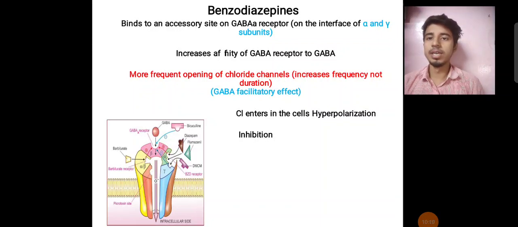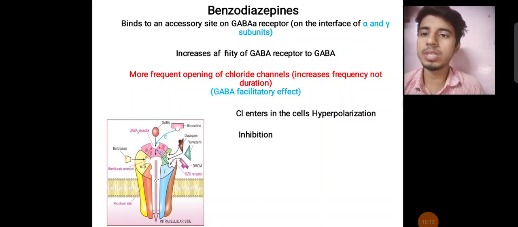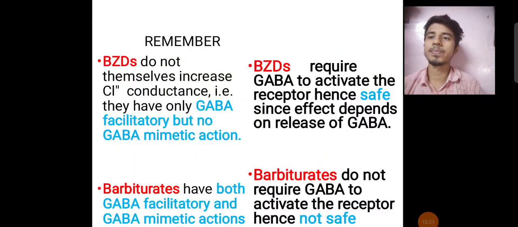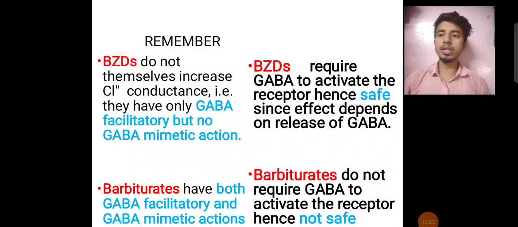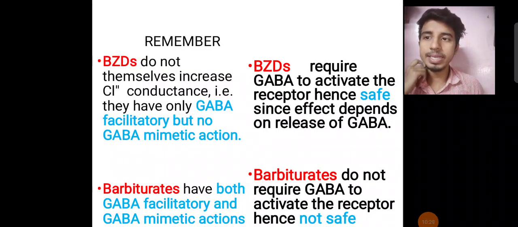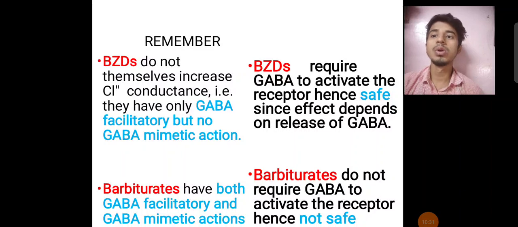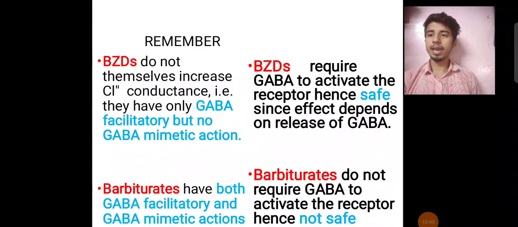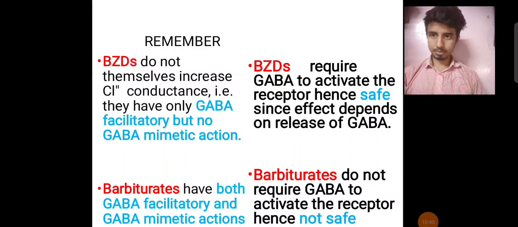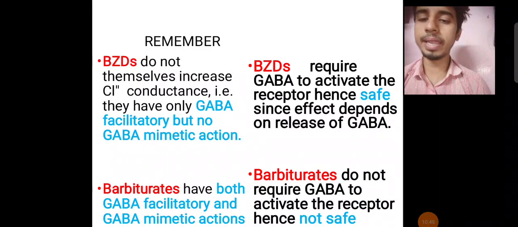This is the major difference between barbiturates and benzodiazepines. GABA facilitative effect: chloride enters the cell, hyperpolarization occurs, and inhibition takes place. Things you need to remember: benzodiazepines facilitate but are not GABA mimetic. They work only through facilitation and do not show mimetic action. Barbiturates have both facilitative and mimetic actions. Benzodiazepines are safer than barbiturates, and barbiturates do not require GABA to activate the receptor, hence are not safe.